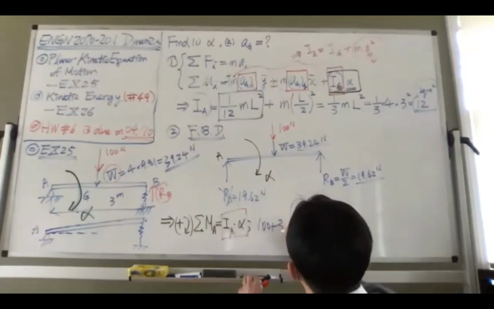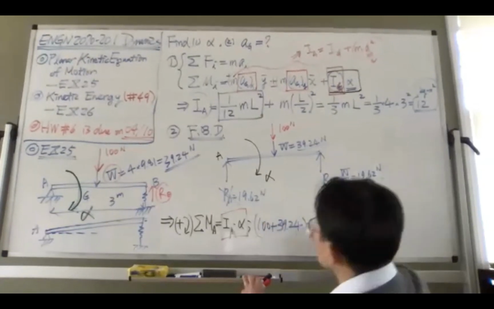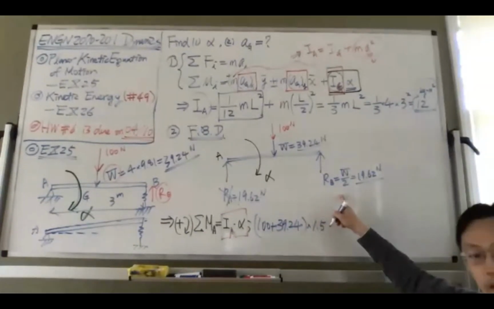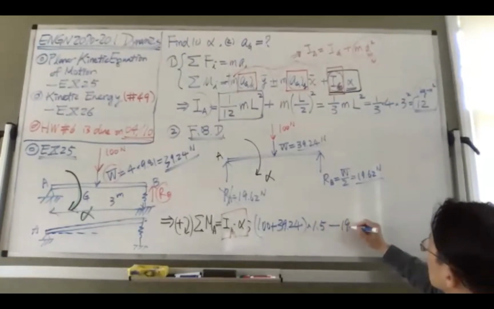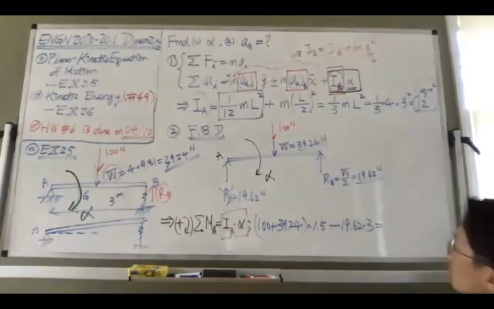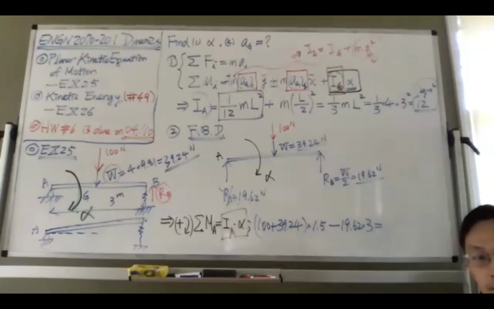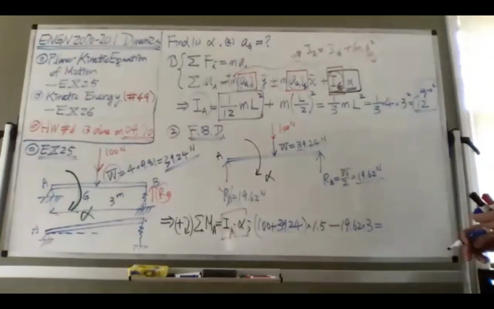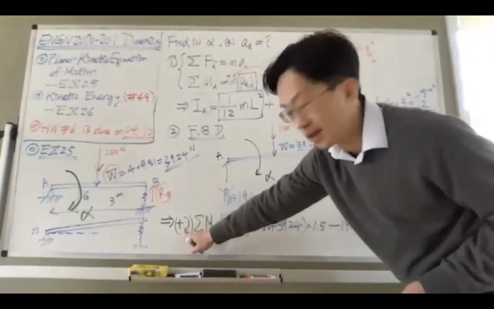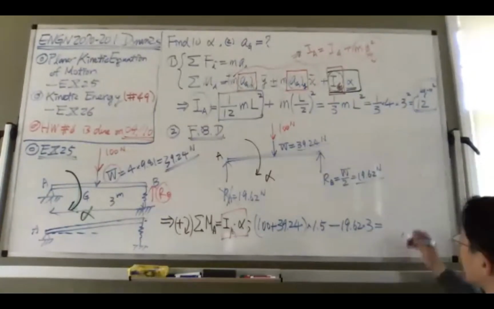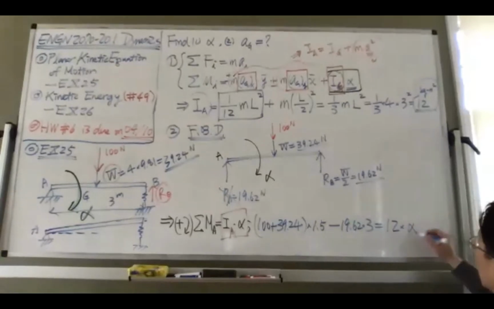100 plus 39.24 is positive, right? Times 1.5. This one will produce negative moment. So it becomes negative 19.62 times 3 equals, now, what is the sign for the alpha here? Positive or negative? Positive, right? Because it is the same direction as you assume to be the positive direction of the moment. So here it is going to be IA times alpha, and IA we already know is 12, so it's just 12 times alpha. Correct?